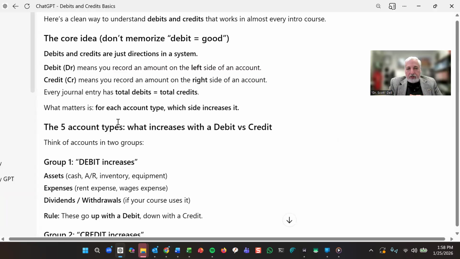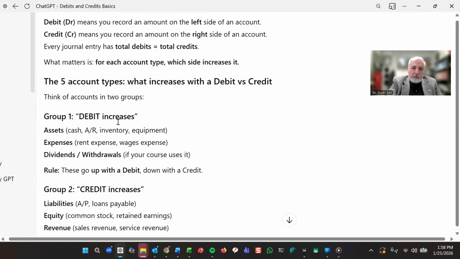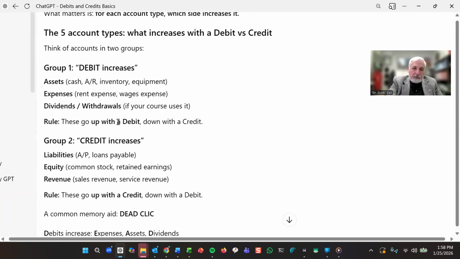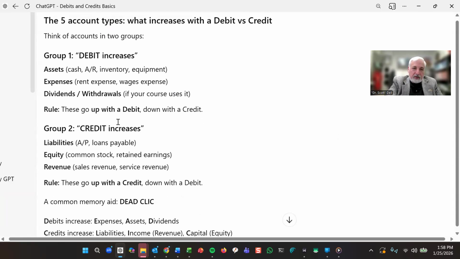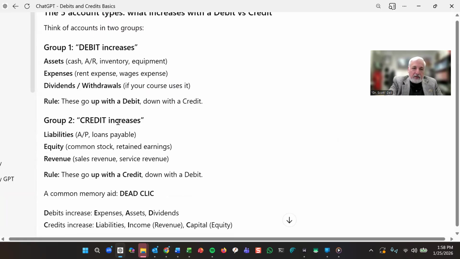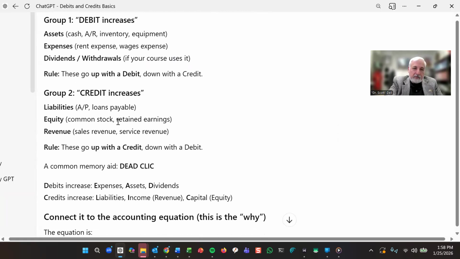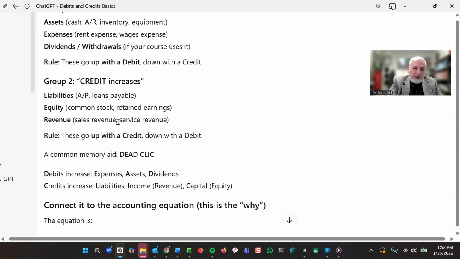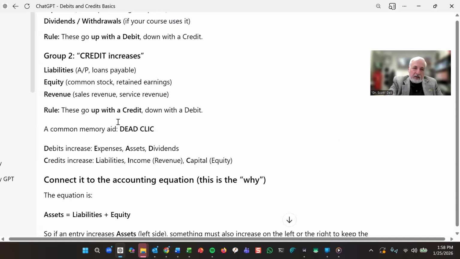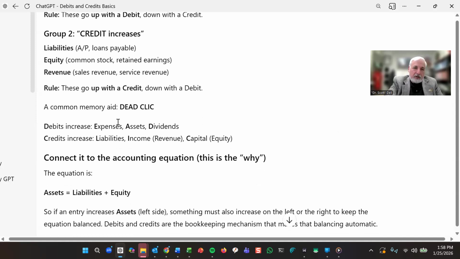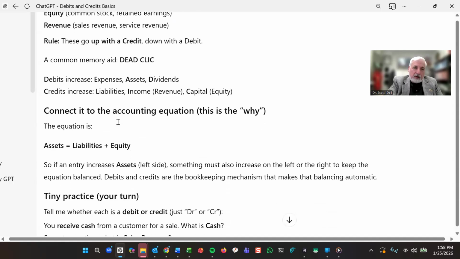Journal entry: all total debits must equal total credits. And what matters for each account type is which side increases it. So we get five account types and two groups. Debit: assets, expenses, dividends. These go up with a debit, down with a credit. And I gave you the chart. Again, I gave you the picture. Liabilities, accounts payable, loans payable, common stock, retained earnings, revenue go up with the credit.